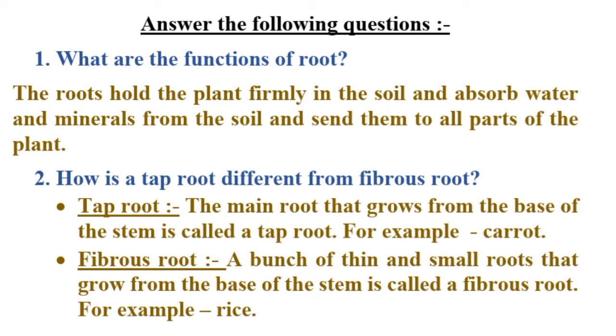Question number 2. How is a taproot different from a fibrous root? Answer: The main root that grows from the base of the stem is called a taproot. Example: carrot. A bunch of thin and small roots that grow from the base of the stem is called a fibrous root. Example: rice.